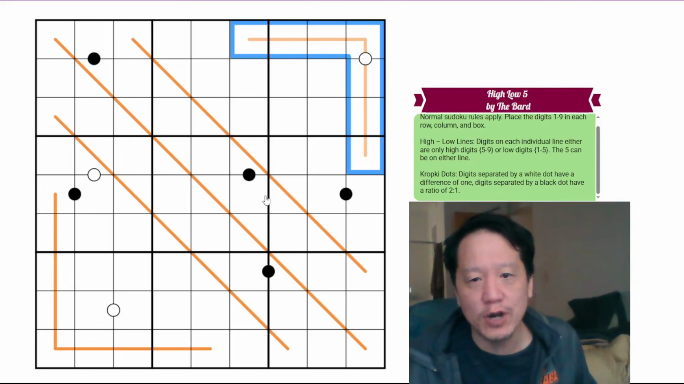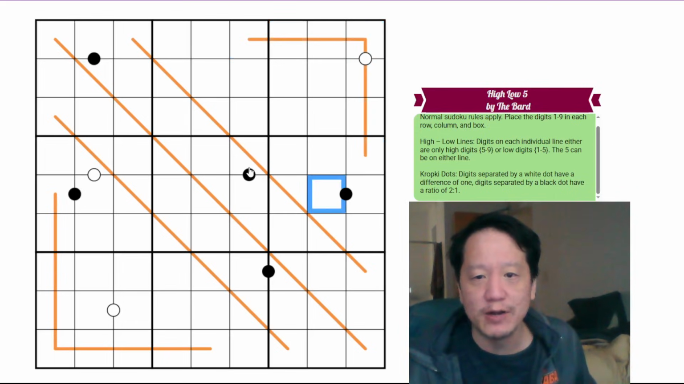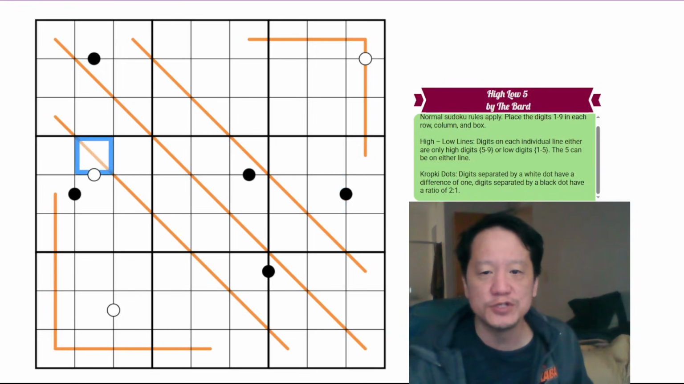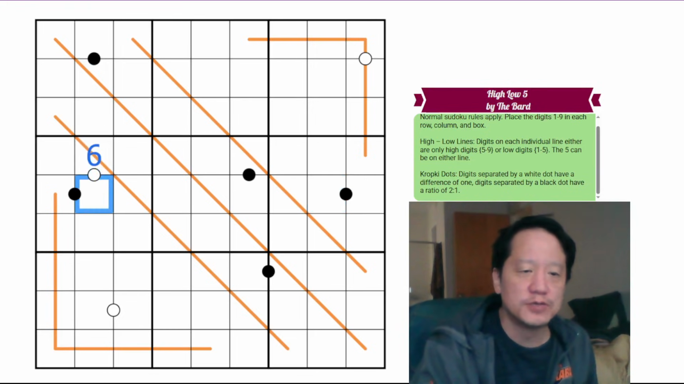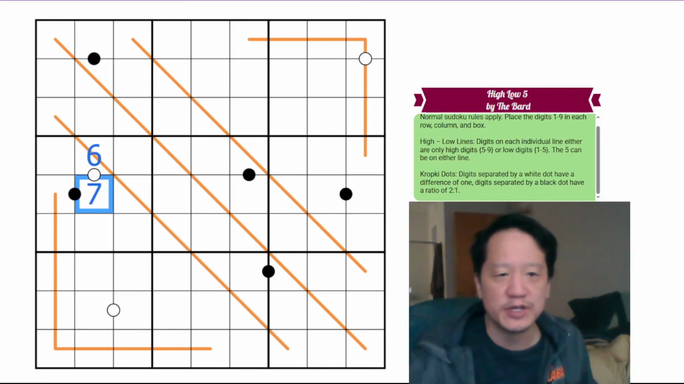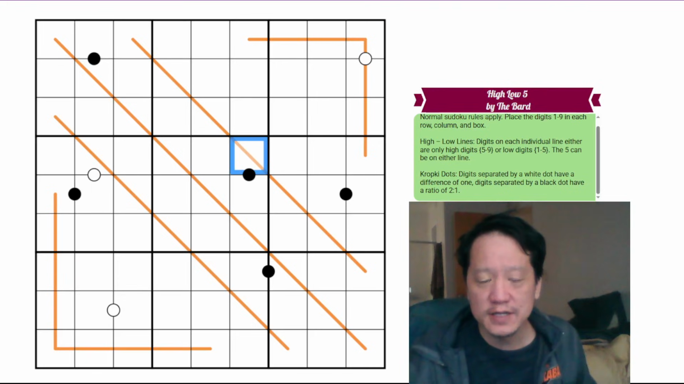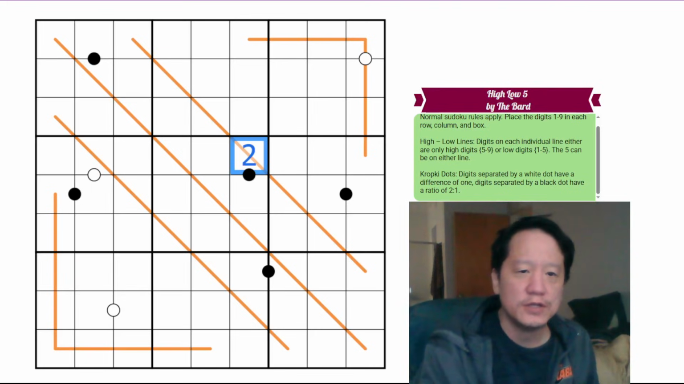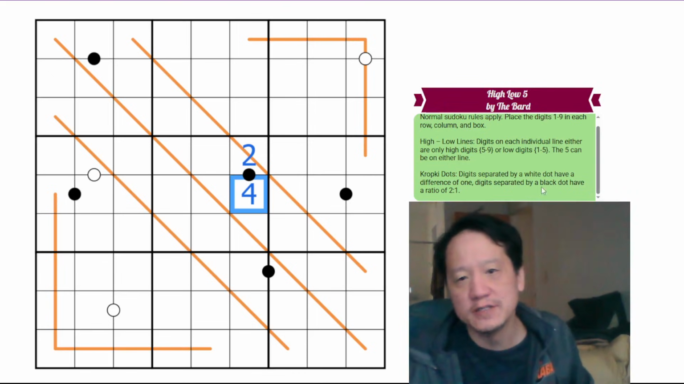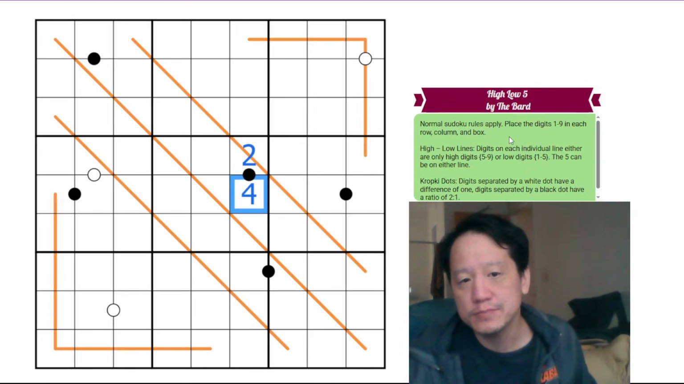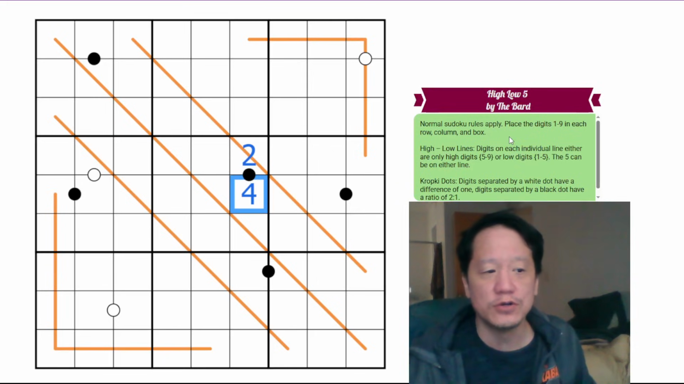We also have Kropke dots, where digits separated by a white dot have a difference of 1, and digits separated by a black dot have a ratio of 2 to 1. So, for example, if this were a 6, this would have to be 5 or 7 to make sure that these digits are consecutive. And say this were 2, then this would have to be 1 or 4 to maintain the 1 to 2 ratio. And those are all the rules.